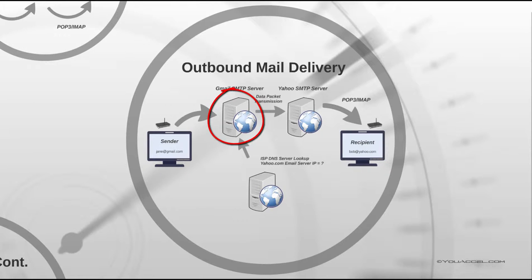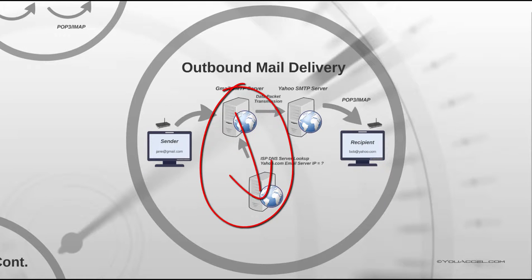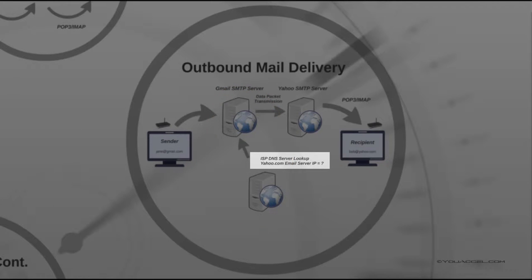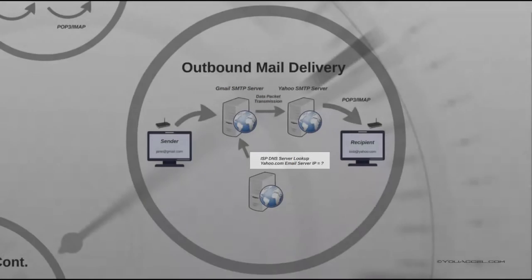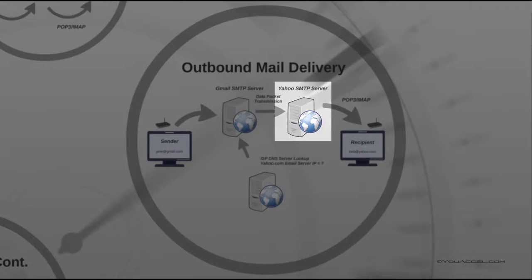Your SMTP server will look at the extension of the recipient's address, in this case yahoo.com. It will then communicate with the ISP's DNS server to locate the IP address of yahoo.com's mail server. Remember, the IP address identifies the location of the destination server, which in this case is yahoo.com.